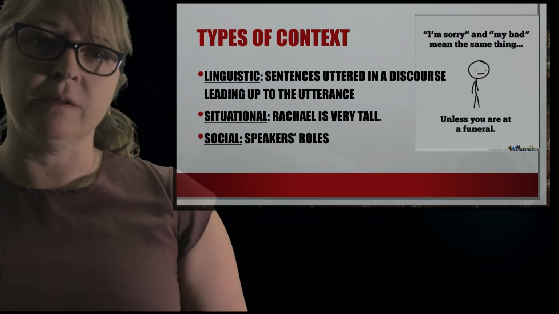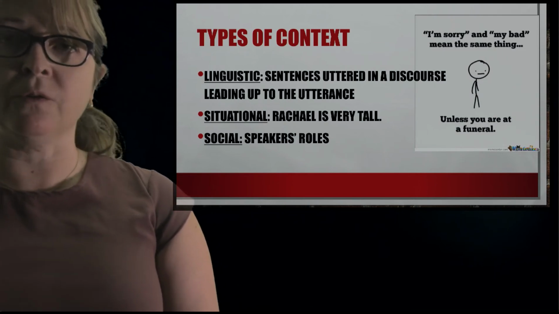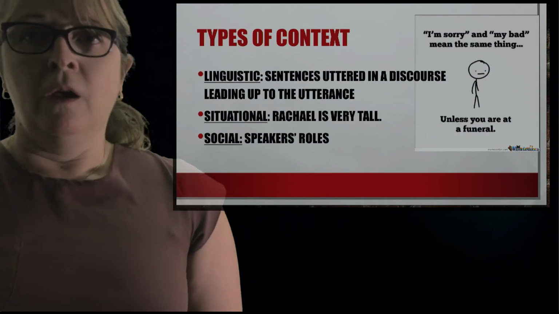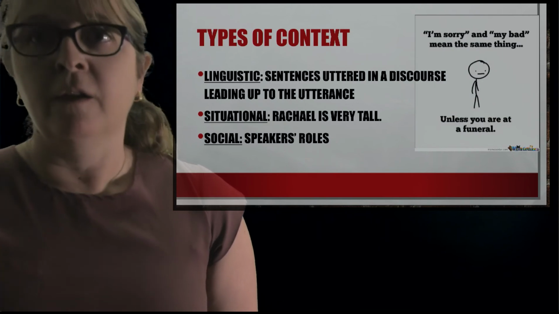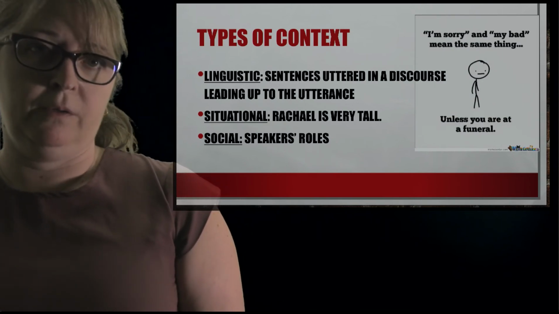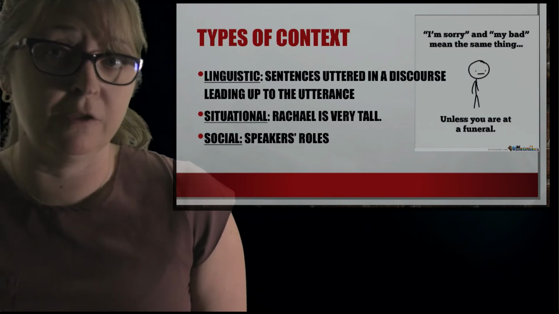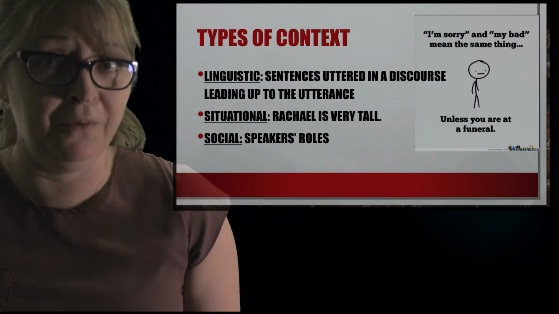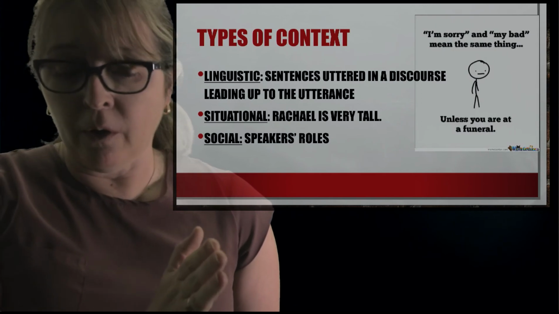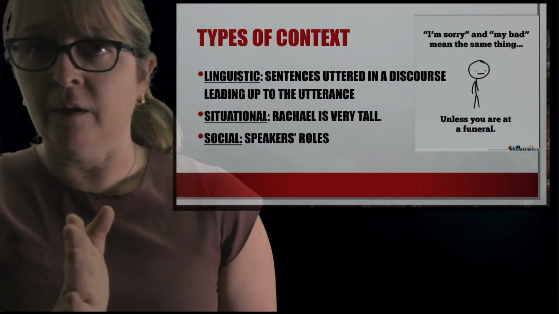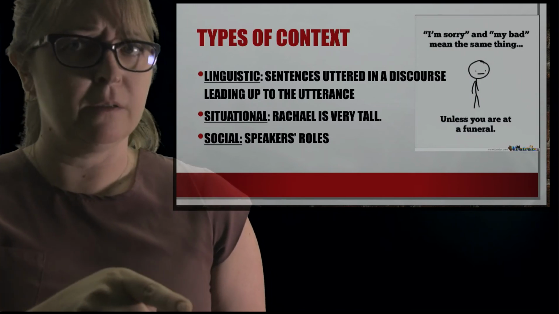Types of context. Linguistic. Sentences uttered in a discourse leading up to the utterance. So, Alexa told Anne that she should buy this product. No? By the way, my daughter has a friend named Alexa, and she says, you don't even know. Okay. So whatever's said before, then I'll take that, and when I say she, it could be Anne, it could be Alexa, right?